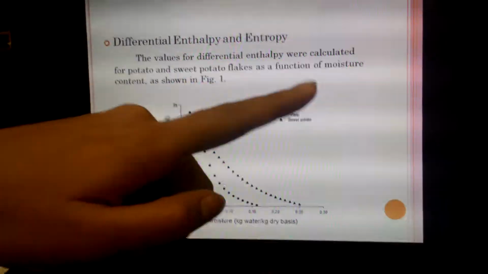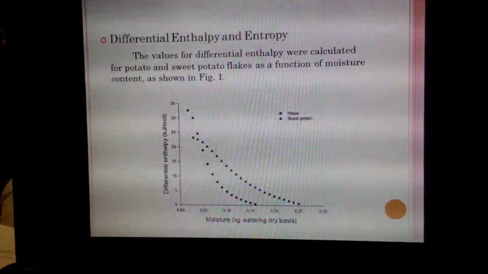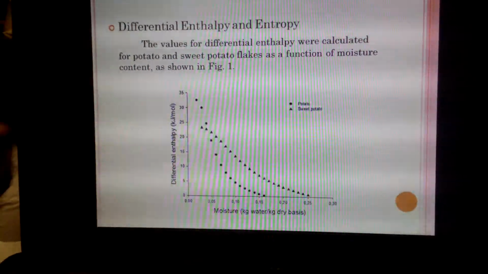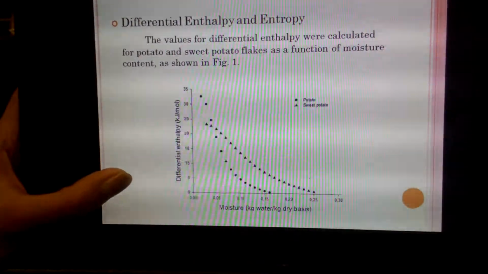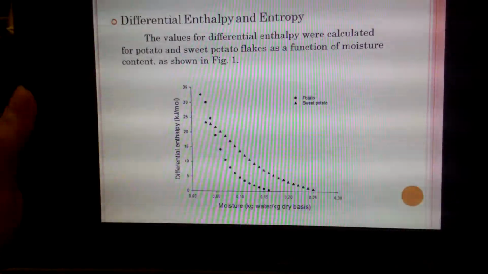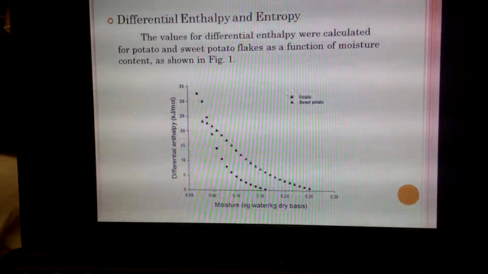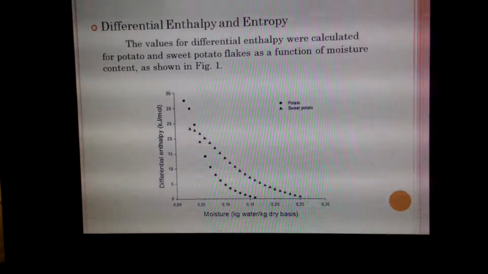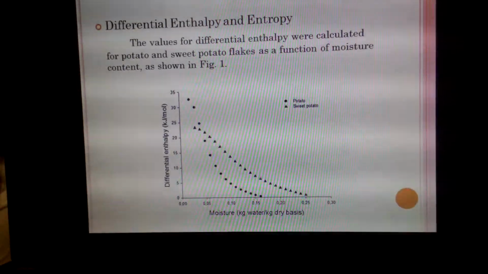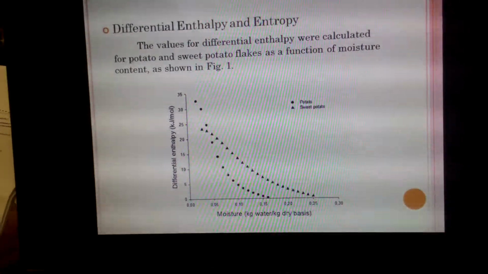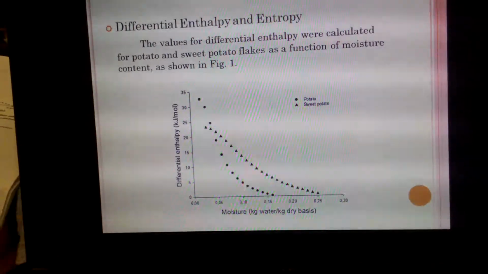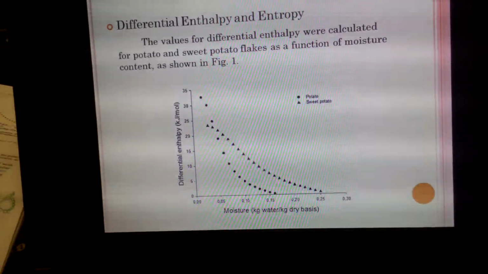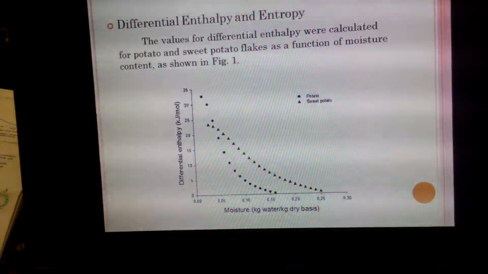The values for differential enthalpy were calculated for potato and sweet potato flakes as a function of moisture content. On the y-axis is the differential enthalpy in kilojoules per mole, and the x-axis is the moisture in kilogram water per kilogram dry basis. The explanation for this is the difference occurring between the hydrogen bonds as water is adsorbed, in the force of attraction between the adsorbed water molecules and the sorption sites, and between the water molecules themselves.